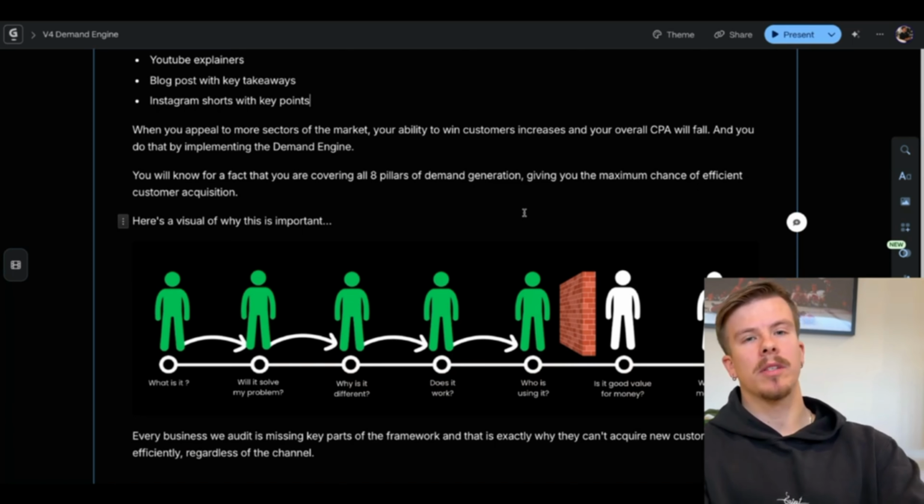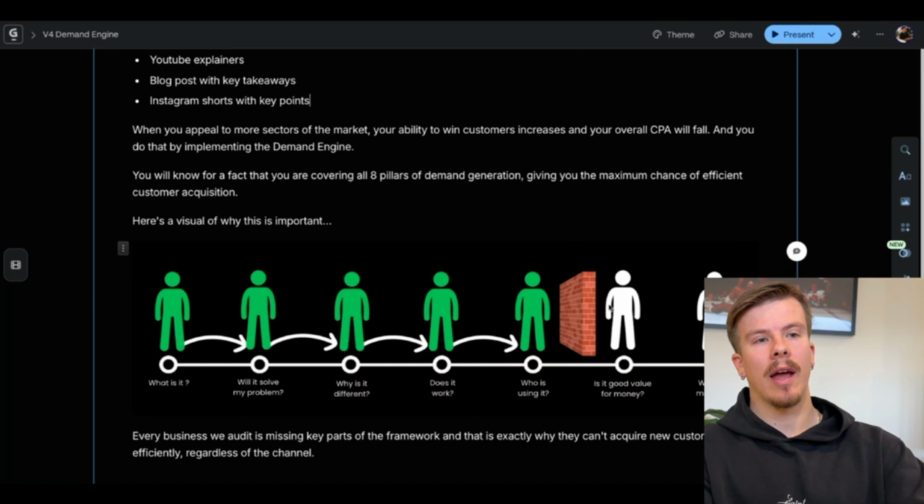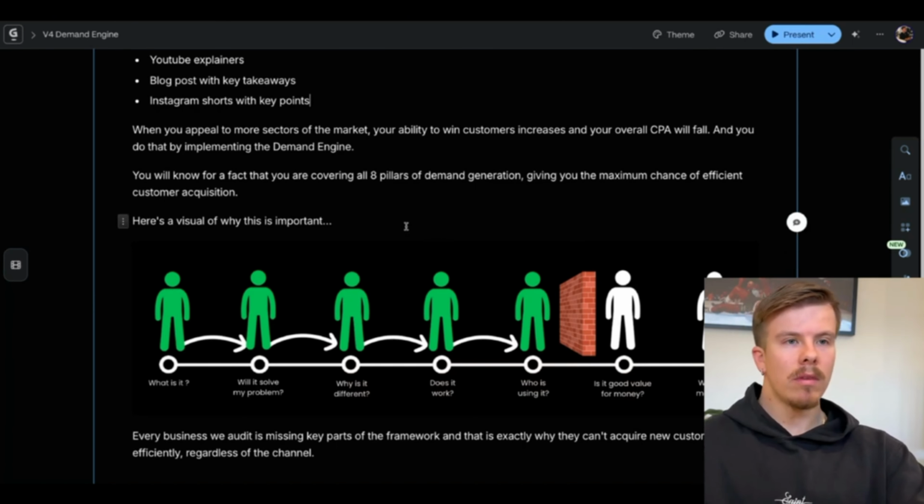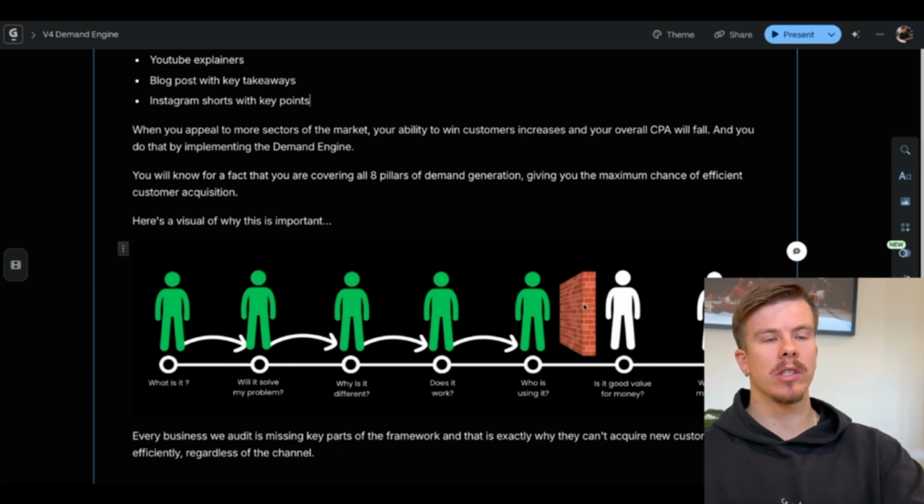But there are pockets of customers that have 7 objections, and they need to know, is it good value for money? And will it give me status? If you have not addressed these objections, these people will hit a wall and never convert.